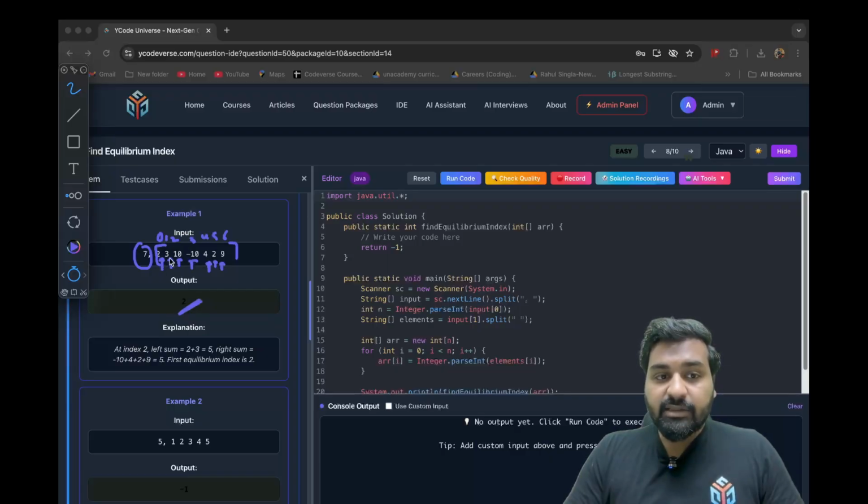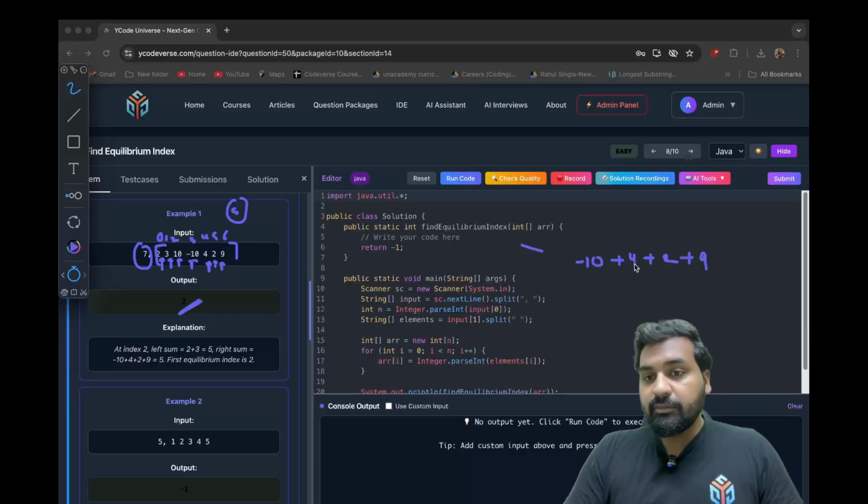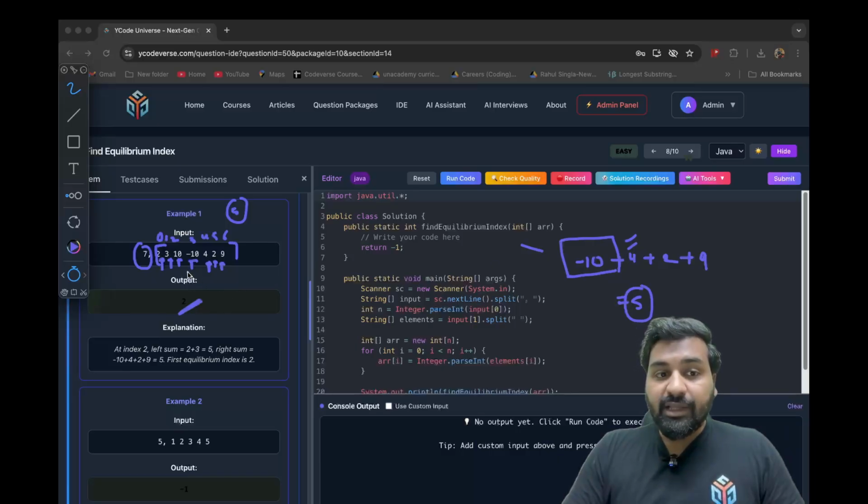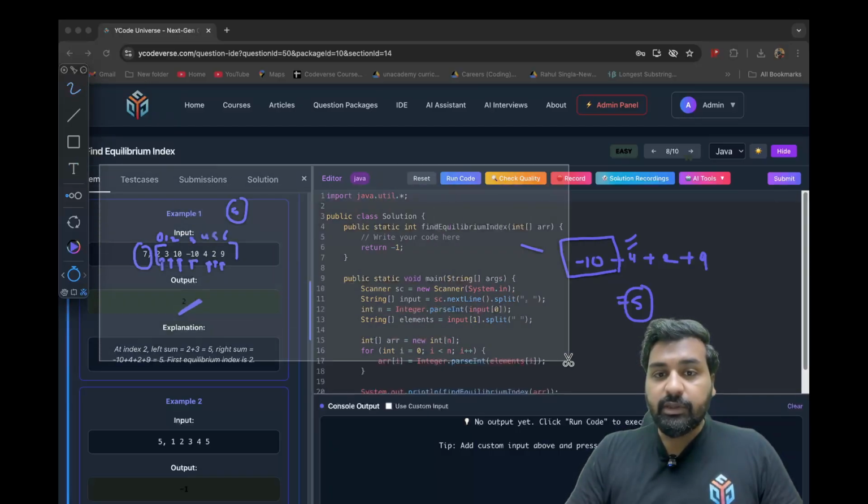On the left side of 10, the sum is 5, right? And on the right side of 10, minus 10 plus 4 plus 2 plus 9, that is 11, 15 minus 10 is equal to 5. So that means 5 on the left side and 5 on the right side. See, this negative element has impacted the equilibrium index a lot, right? So that's why the 10 element, which is at index 2, is the equilibrium index. Okay, so this is how it is going to work. I hope the question is clear to everyone, how we are going to solve our equilibrium index problem, right?